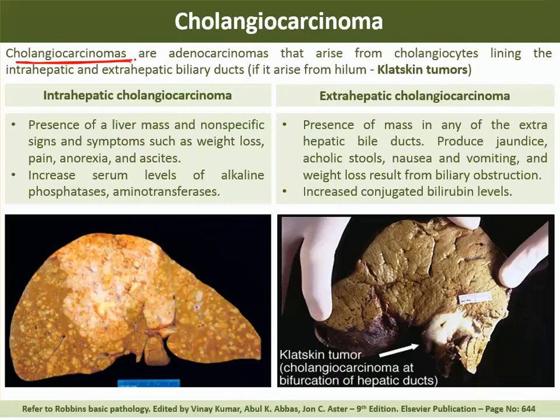Now coming to the most important one, cholangiocarcinomas, or adenocarcinomas that arise from the cholangiocytes. These are the cells that line the biliary ducts. What is the cell name? Cholangiocytes. The tumor comes from the cholangiocytes. It is called cholangiocarcinoma. If it arises from the hilum of the liver, it is called Klatskin tumor. It's just a name, so if it is seen in the hilum, it is called Klatskin tumor.